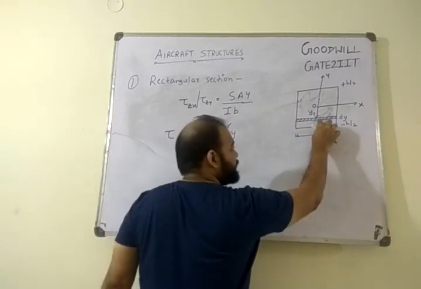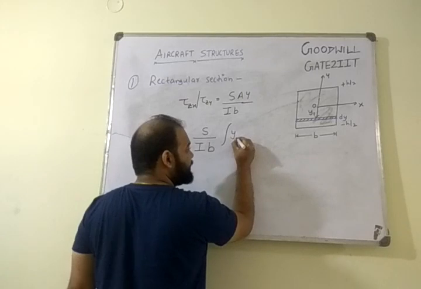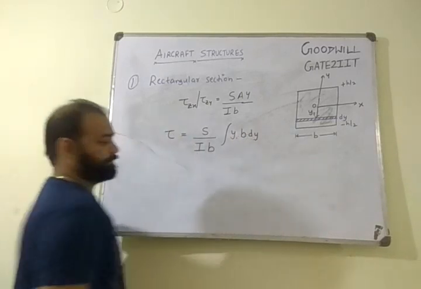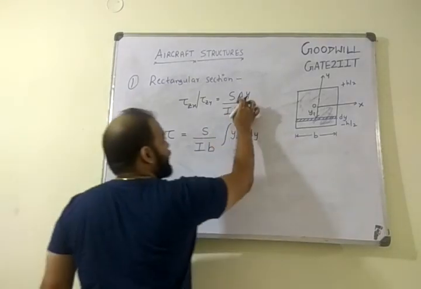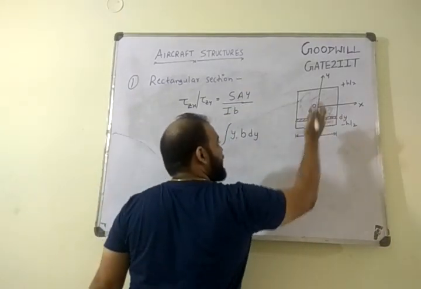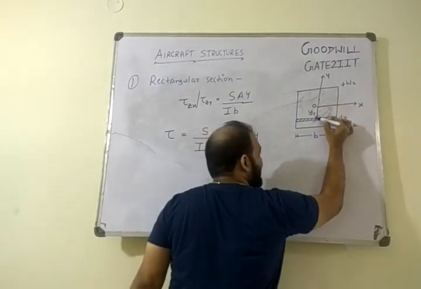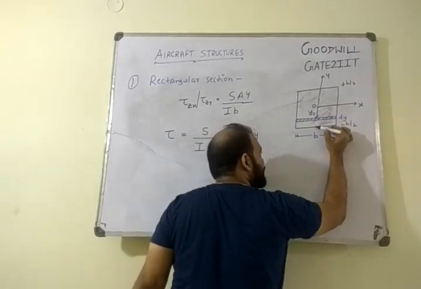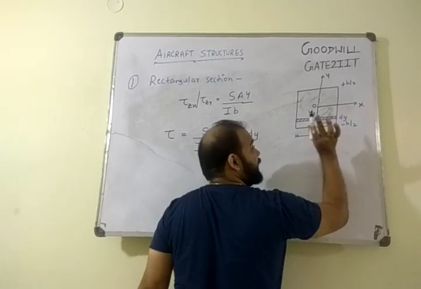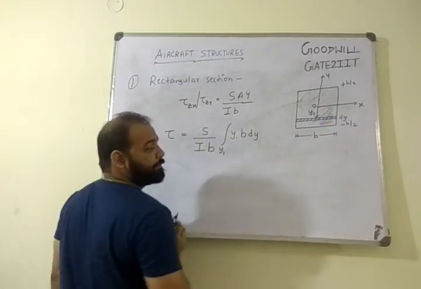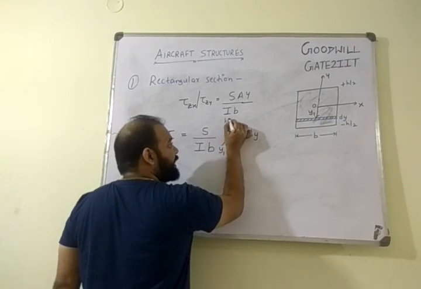Now I'm interested in the area of this strip. I hope it is clear to everyone. The area of this strip is B into dy. So you have y, the area of this strip is B into dy, and we have already reached y1, and from here I want to go to the outer end. So just check the limits. I'm starting from y1 and I'm going to h by 2.